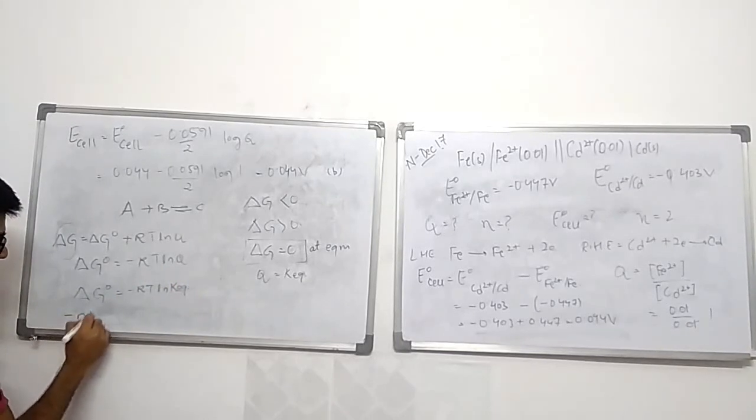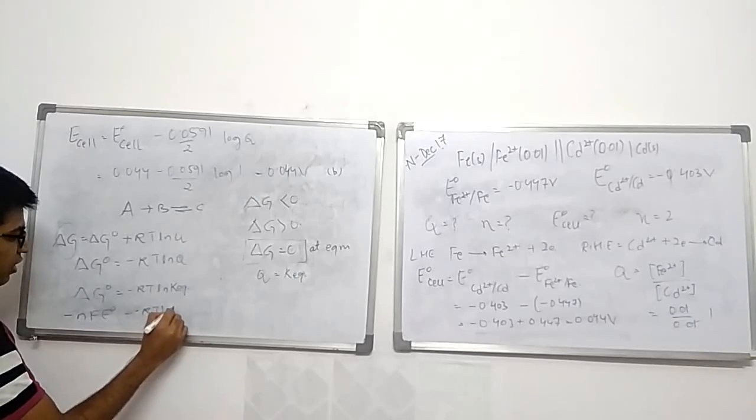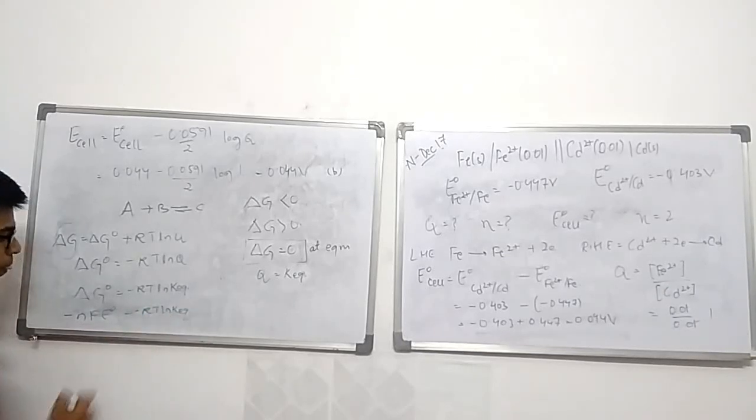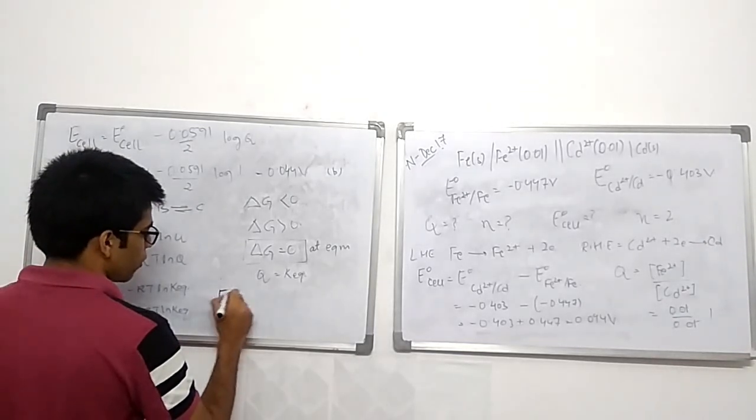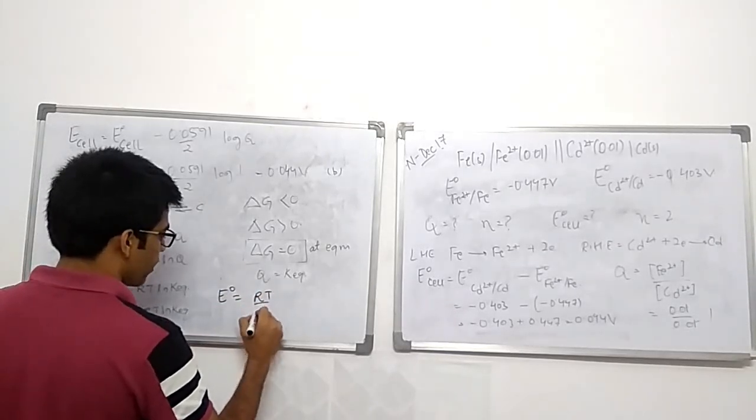Delta G naught is what? Minus nF E naught. This equals minus RT ln K equilibrium. The minus sign is cancelled. What I am left with is E naught is equal to RT by nF ln K equilibrium.